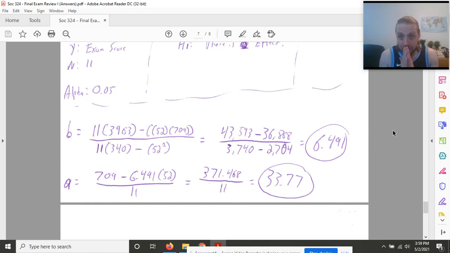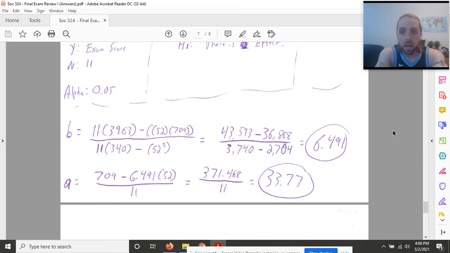How do we interpret that in a sentence? Listen carefully. That's the slope coefficient. That's the effect on Y given a 1 unit increase in X. So a 1 unit increase in hours studied is associated with a 6.491 point increase in a score on this exam. How do we know it was an increase? It's a positive coefficient.